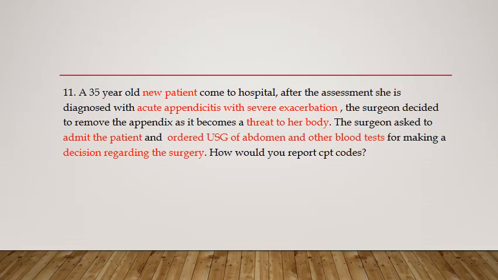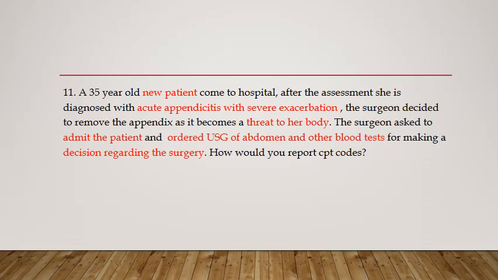In the risk table, what management option has the surgeon come across? It is given that the surgeon decided to remove the appendix, and also in the last line it is given for making a decision regarding surgery. So the decision regarding removal of the appendix, which has become a threat to her body, means it is a decision regarding emergency surgery. So that comes under high.